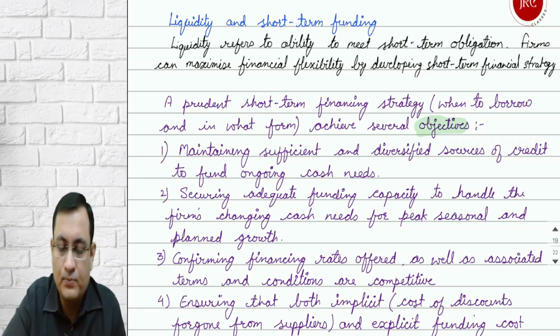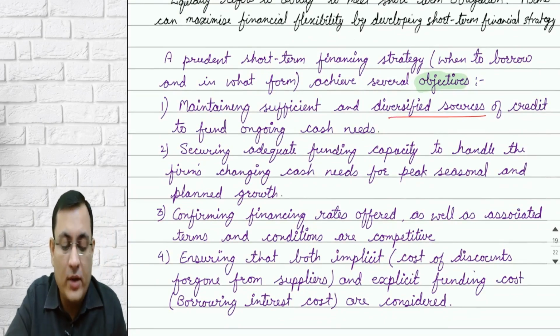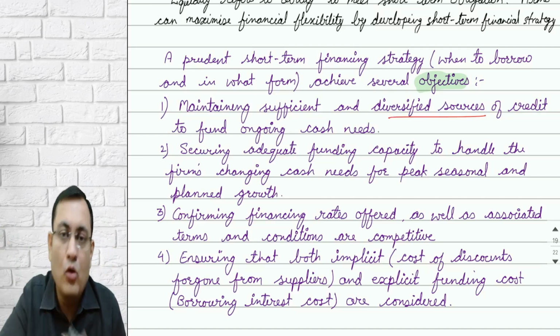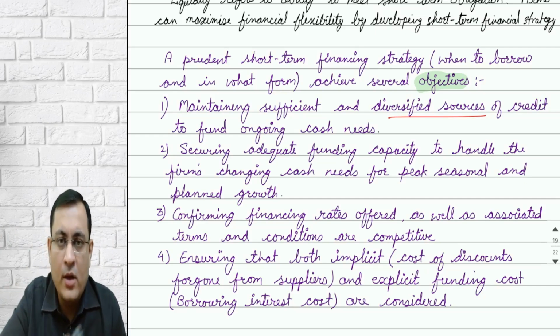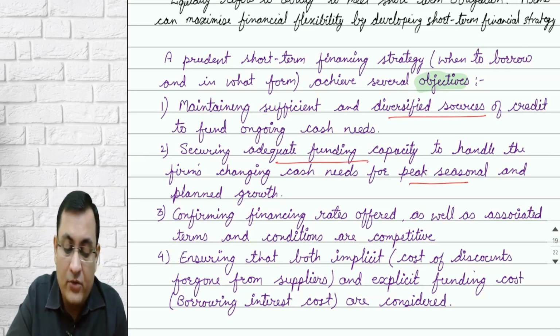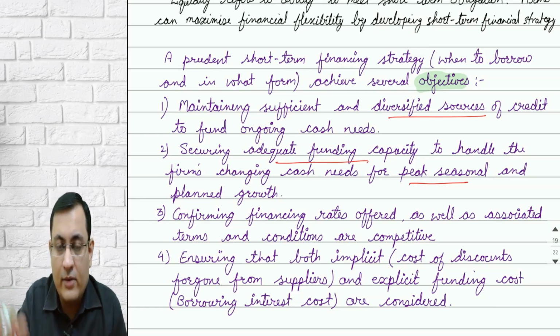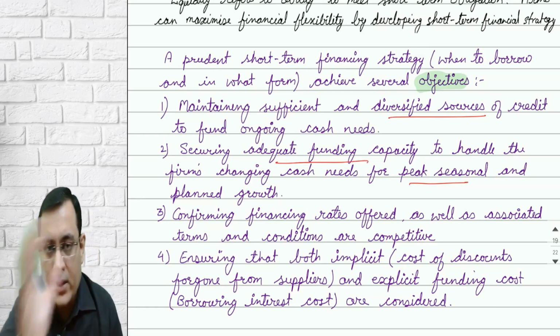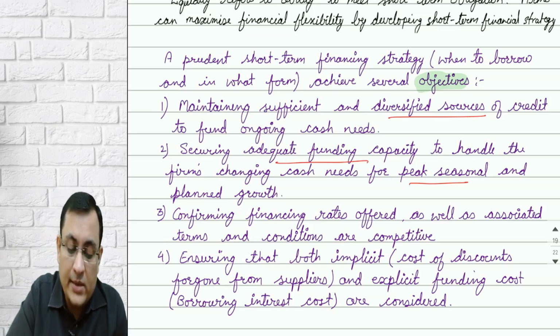What are the objectives? Maintain sufficient and diversified sources of credit to fund ongoing cash needs. So we should have more sources. If one source is not available, we should be able to move to a second source whenever there is a requirement. Securing adequate funding capacity to handle the firm's changing cash needs for peak, seasonal and planned growth. So we should always have adequate funding. Confirming financing rates offered are competitive. It's not that we should be paying more in comparison to our competitors because our liquidity or financing situation is in trouble. So financing rates should be competitive.